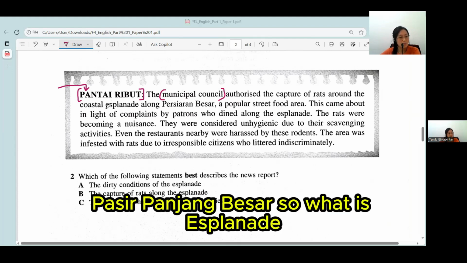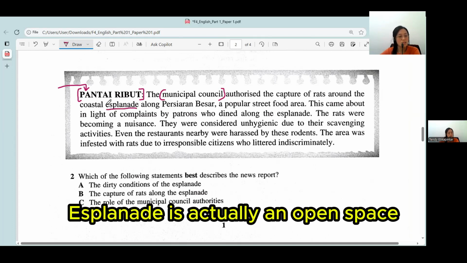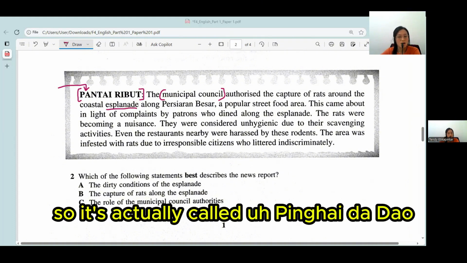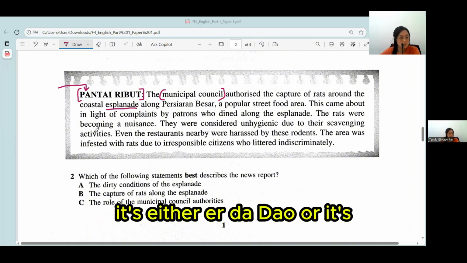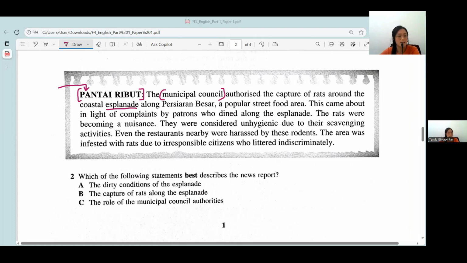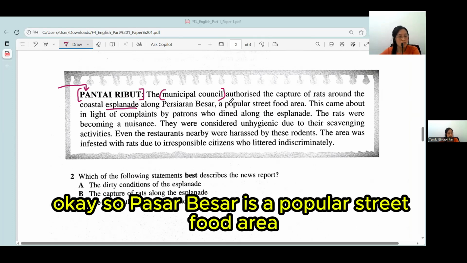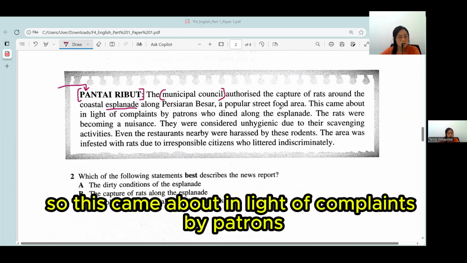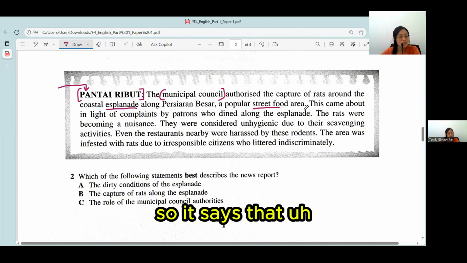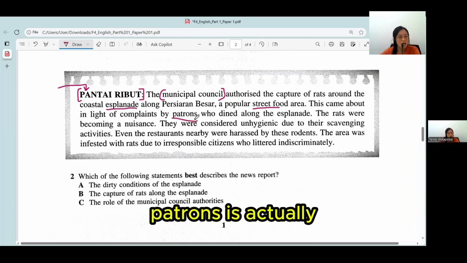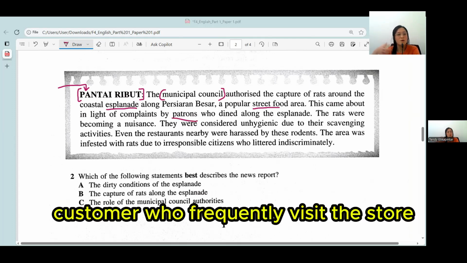What is an esplanade? An esplanade is an open space, usually along a route. It's called 滨海大道. It's either 大道 or 滨海大道, meaning it has a river or the sea beside it. It says Persiaran Besar is a popular street food area, which means this place sells street food. This came about in light of complaints by patrons who dine along the esplanade. Patrons are customers who frequently visit the stalls.